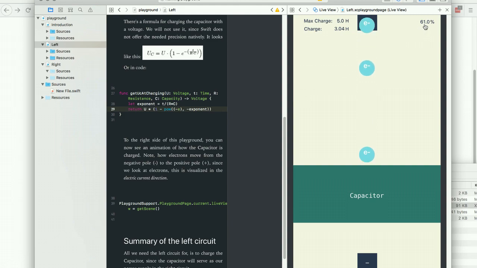So you see, it can be charged to a certain value, so that will be 5.0, and it can't get charged beyond that, but the electrons would still move.